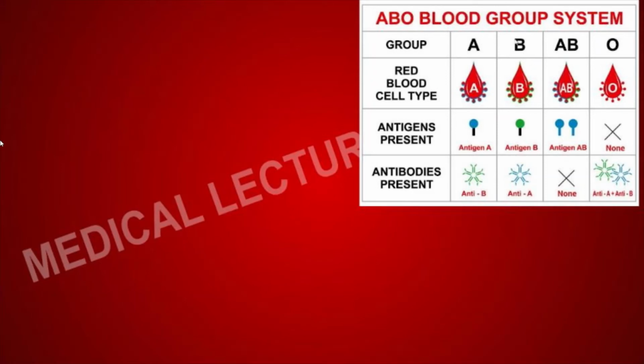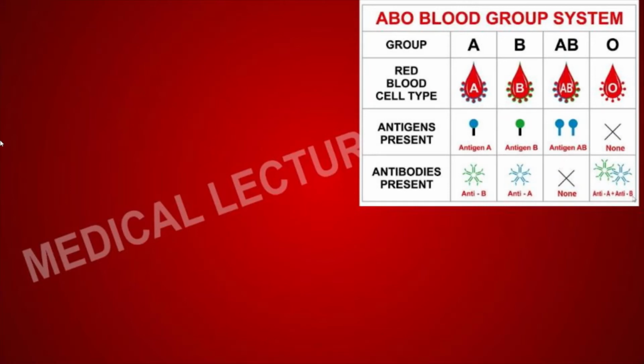In the B, the opposite thing happens. In the AB system, what happens? On the RBCs, antigens A and B are present, while in the blood, in the plasma, there are no antibodies present. That's why the AB is the universal acceptor. While in the O, there is no antigen present on the RBC membrane, while both anti-A and anti-B antibodies are present in the plasma, the blood.